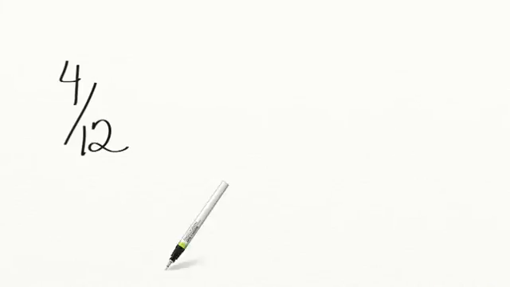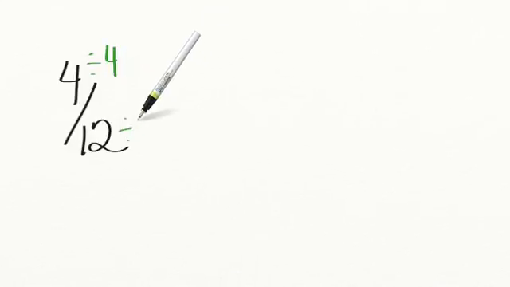Now you're ready for step 2. Now that we've found the greatest common factor for 4 and 12, we can go ahead and start to simplify. What we're going to do is take the greatest common factor and divide the numerator and the denominator of our fraction by that greatest common factor. We said that the greatest common factor for 4 and 12 was 4. So we're going to divide our numerator by 4, and we're going to divide our denominator by 4.